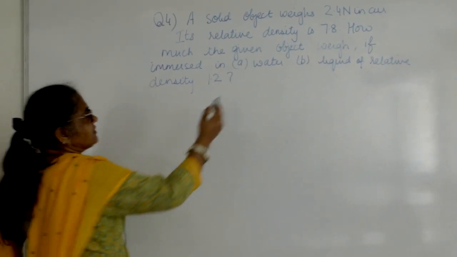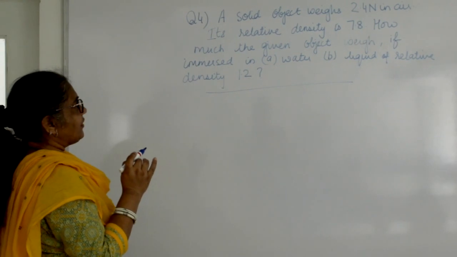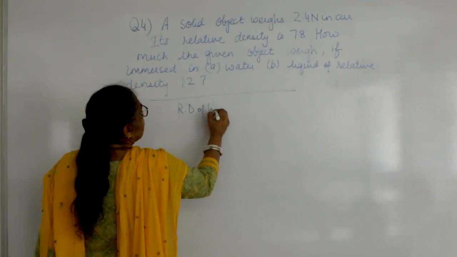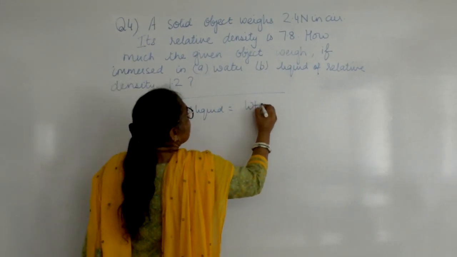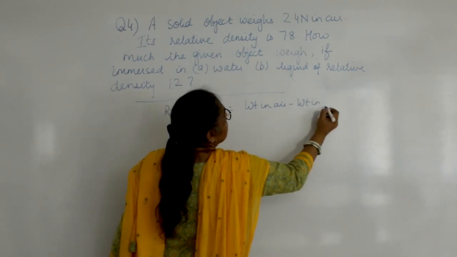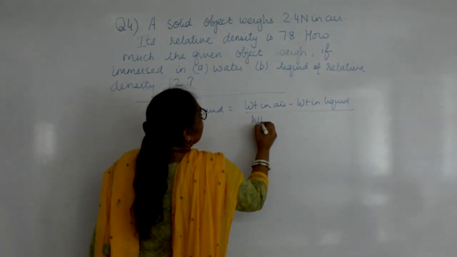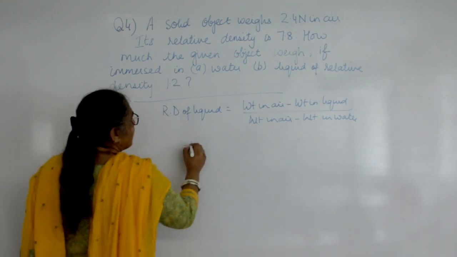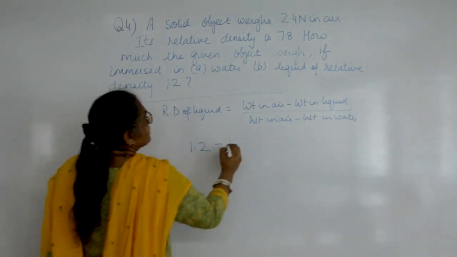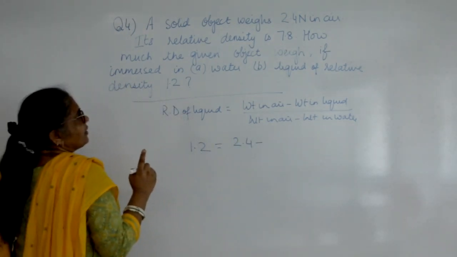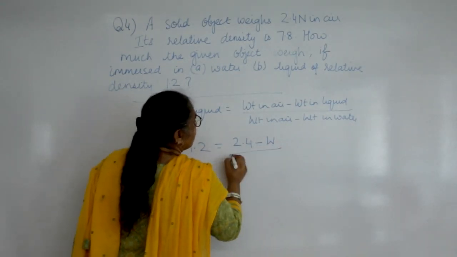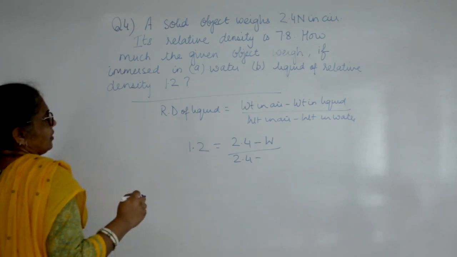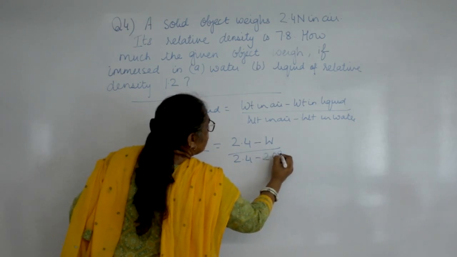Now, children, let us come to the second part of this question, that is finding its weight when immersed in the liquid. Relative density is given to be 1.2. So, that means relative density of liquid is equal to weight in air minus weight in liquid upon weight in air minus weight in water. The relative density is already given to us as 1.2. This will be equal to weight in air, 2.4, minus the weight in liquid, which we can keep as W, and then weight in air again is 2.4, minus the weight in water, which we had calculated to be 2.09.